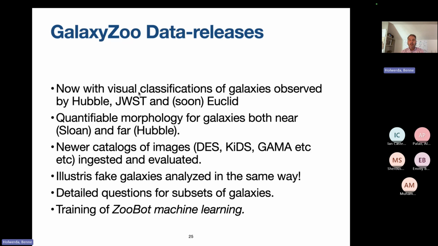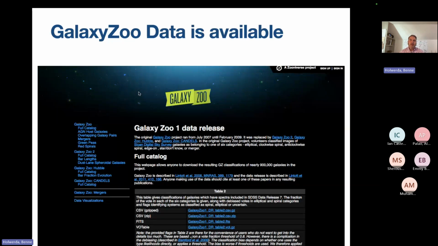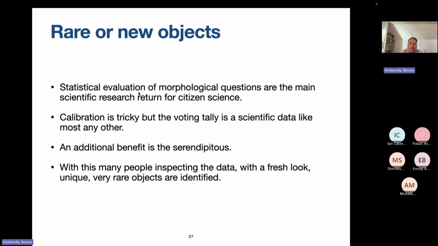So it's been a really interesting combination of fields, where you have a little bit of sociology happening. There's definitely a lot of astronomy happening, and then there are now also machine learning algorithms being trained on this. But all this data is available. Galaxy Zoo 1, 2, the Hubble Zoo 1, and the Gamma will also be available very soon. So all of this is appearing on here. The tables are available, the images are available. So that's what you can start to do.